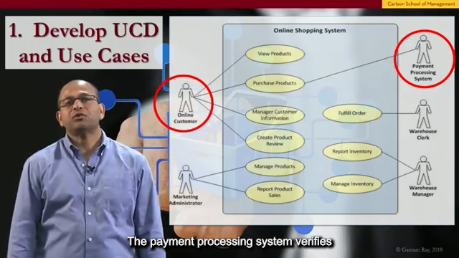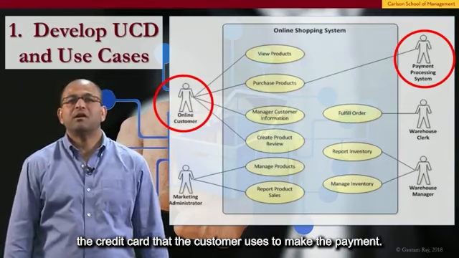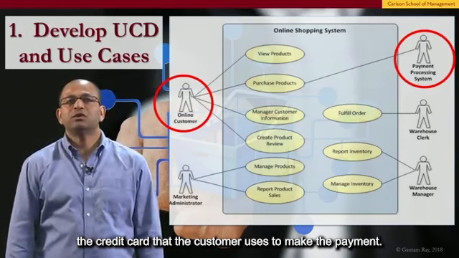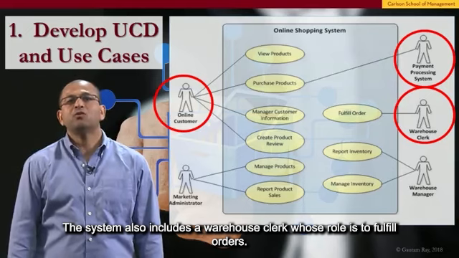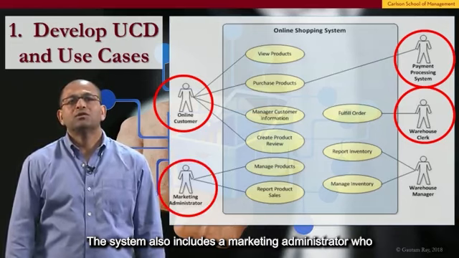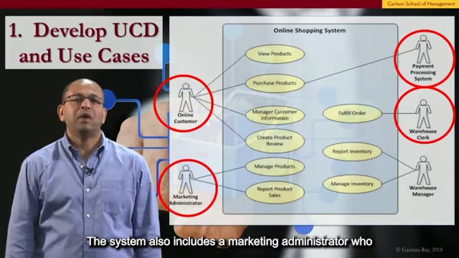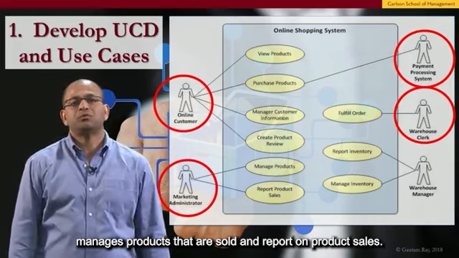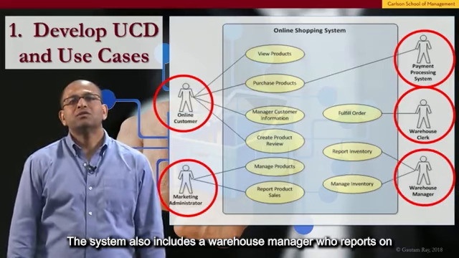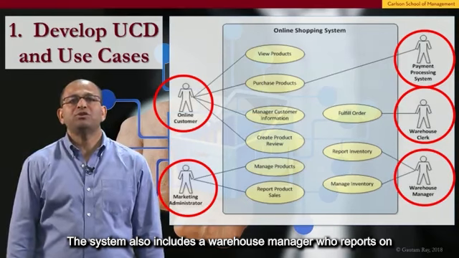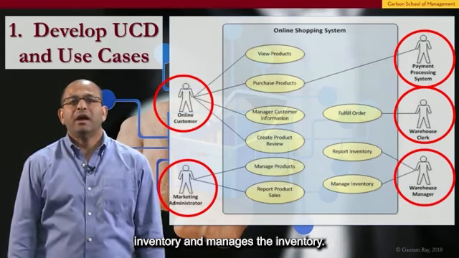The payment processing system verifies the credit card that the customer uses to make the payment. The system also includes a warehouse clerk whose role is to fulfill orders. The system also includes a marketing administrator who manages products that are sold and report on product sales. The system also includes a warehouse manager who reports on inventory and manages the inventory.